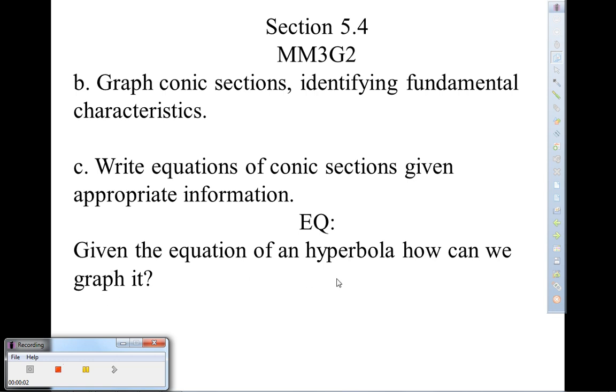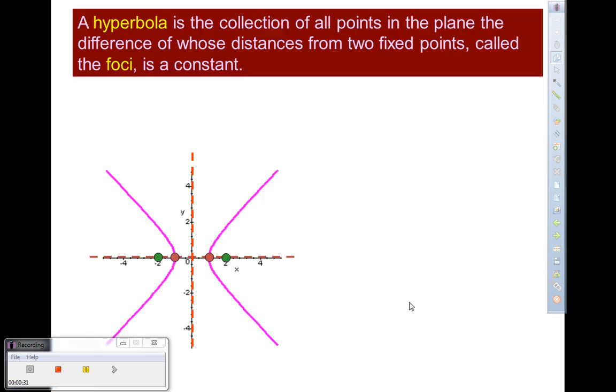Now, given the equation of a hyperbola, how can we graph it? It's going to be our essential question. So, first of all, let's define what a hyperbola is. A hyperbola is the collection of all points in a plane, the difference of whose distances from two fixed points is a constant. Okay, so we have our two foci here, and our graph is going to be equal distance from them. So this is the look we'll end up with.